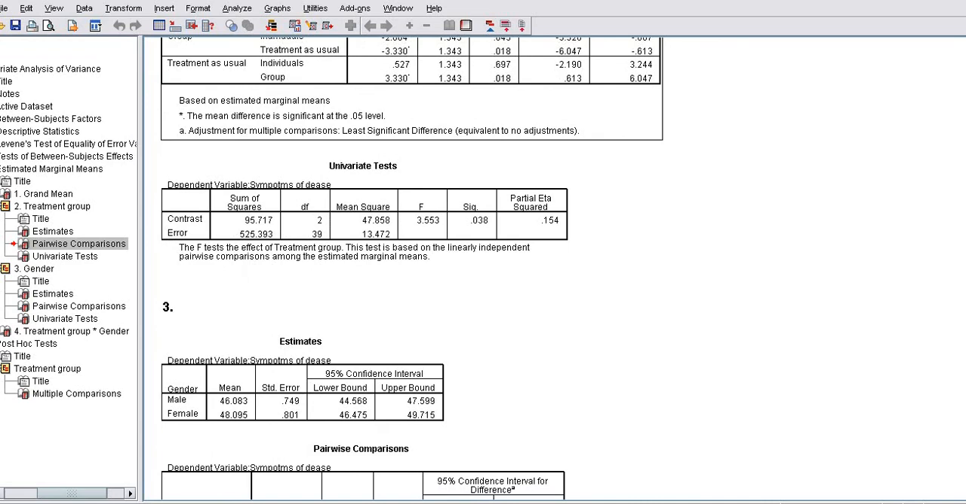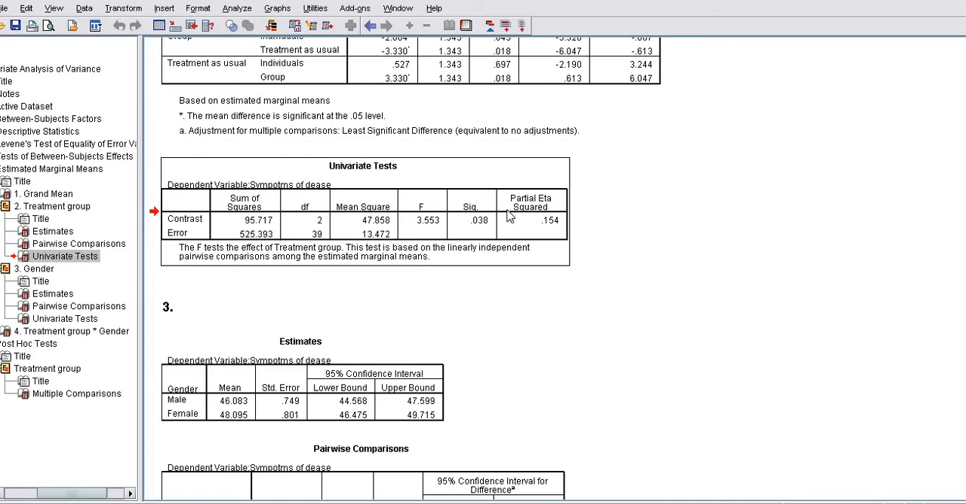Now contrast. The univariate test is conducted on contrast. The p-value of contrast is 0.05 on symptoms. Overall, the effect of contrast, that is treatment and gender, is significant.